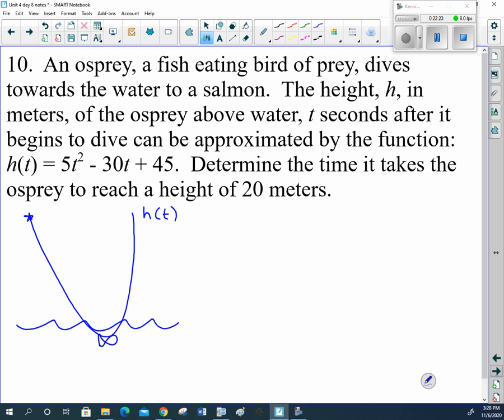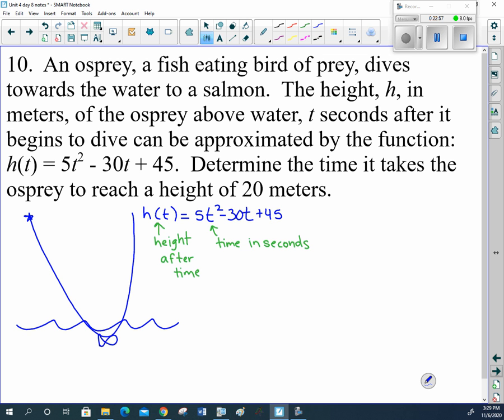h of t equals 5t squared minus 30t plus 45. So this side right here represents the height after time. That's why it says h of t. And t is going to represent time in seconds. So the question is, determine the time it takes the osprey to reach a height of 20 meters.